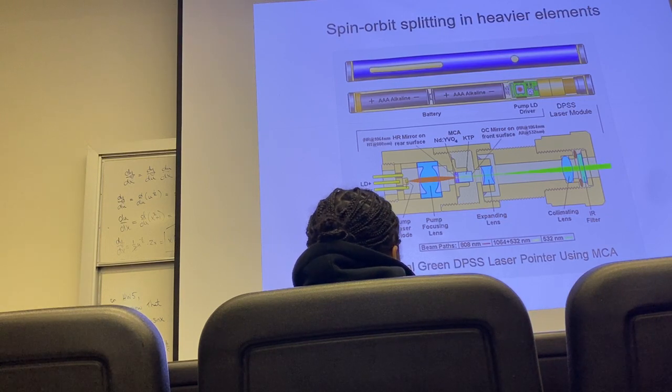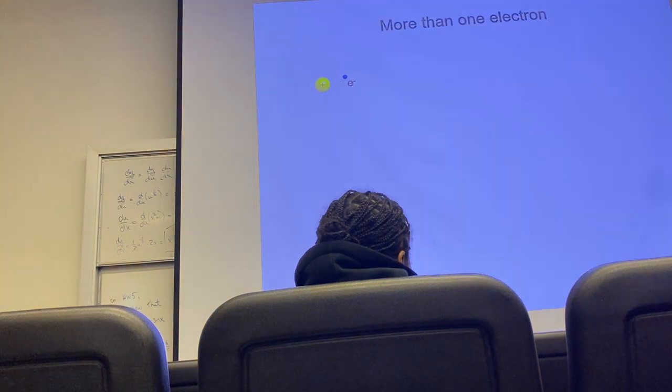Anytime you use a green laser pointer, just realize that what's happening inside is pure magic. Pure magic, sorry. I was so excited, couldn't even pronounce it.